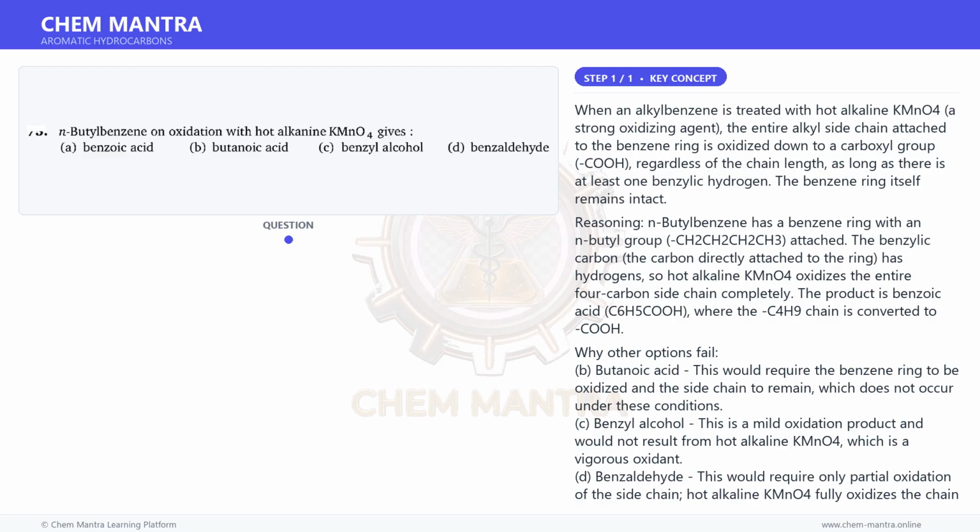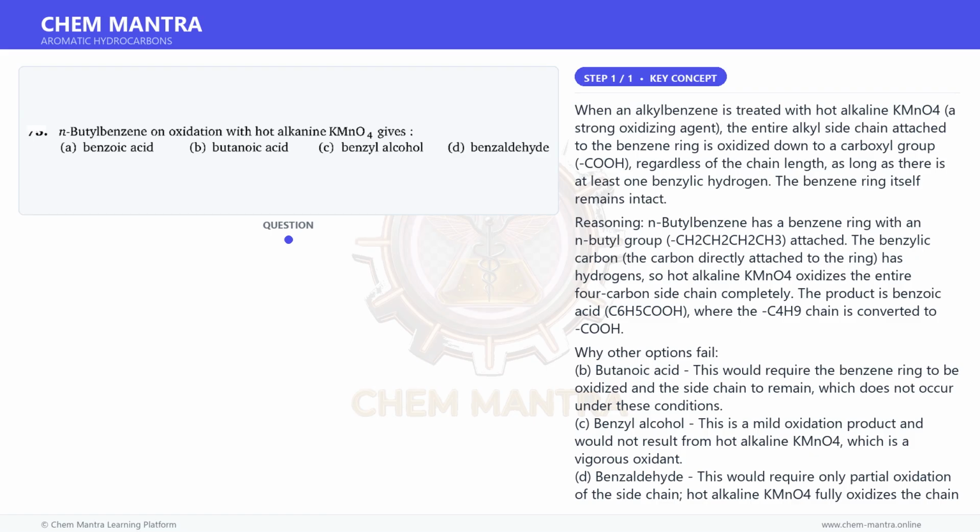When an alkylbenzene is treated with hot alkaline KMnO4, a strong oxidizing agent, the entire alkyl side chain attached to the benzene ring is oxidized down to a carboxyl group, -COOH, regardless of the chain length, as long as there is at least one benzylic hydrogen. The benzene ring itself remains intact.